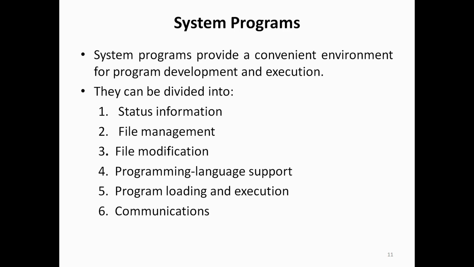So what are system programs? System programs provide the environment for program development and execution. Before understanding this, we can recollect the diagram that we saw while discussing what an OS is. Application programs run in the upper layer, then comes the user interface, and then comes the kernel, and below the kernel are the hardware resources, the memory, and the other resources available.